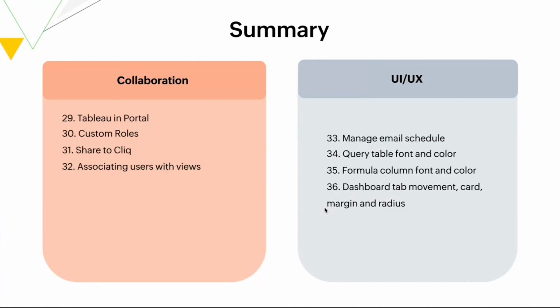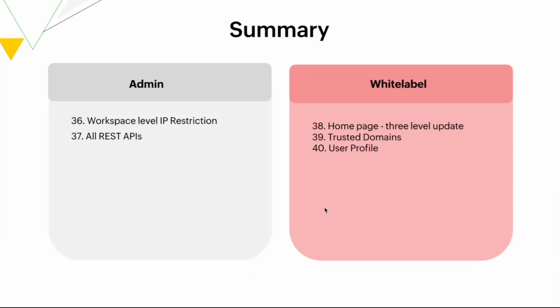Moving on to the final layer, which is the white labeling, we saw how you can set up 3-level navigation. And finally, we also saw how to set up trusted domains. And then in the admin layer, we saw workspace level IP restrictions and all REST APIs.